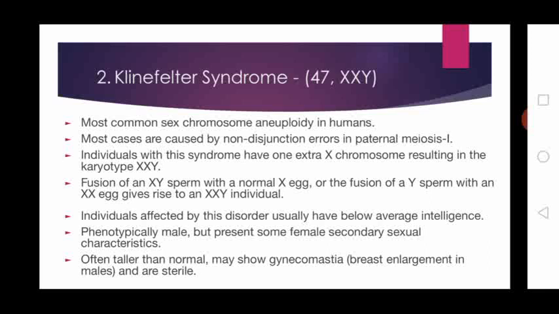Individuals affected by this disorder usually have below average intelligence. Phenotypically, these individuals are male because they carry a Y chromosome. If an individual carries a Y chromosome, that individual will be a male. So, Klinefelter patients are phenotypically male but present some female secondary sexual characteristics. As they carry 2 copies of X chromosomes, they will also present many secondary sexual characteristics of female.